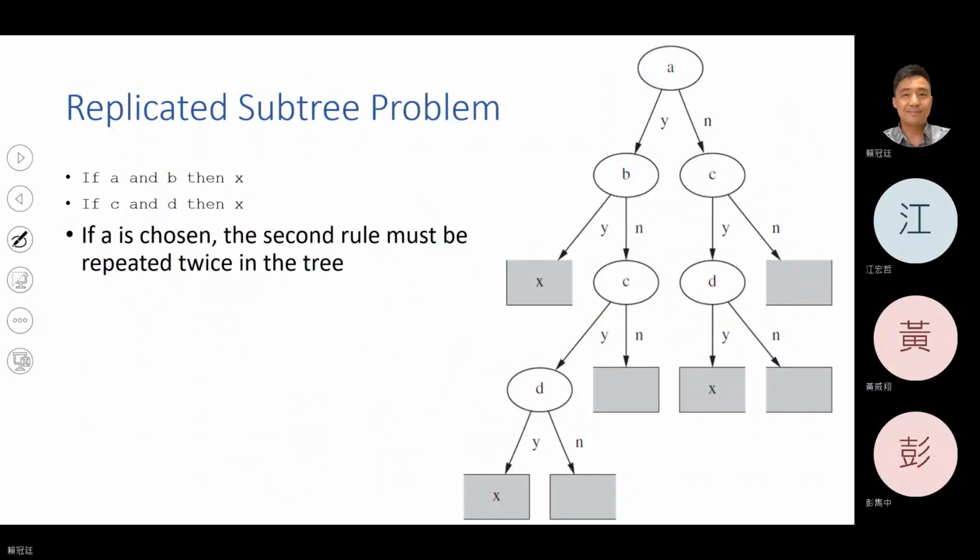Okay, but decision trees usually tend to overfit and can learn too many subtrees, right? Suppose we have two rules. If we choose A first for the decision tree, where you need to choose an attribute, then the second rule must be repeated twice. So we only have two rules, but if we learn a decision tree, we will have a duplicated subtree because each attribute needs to repeat twice.